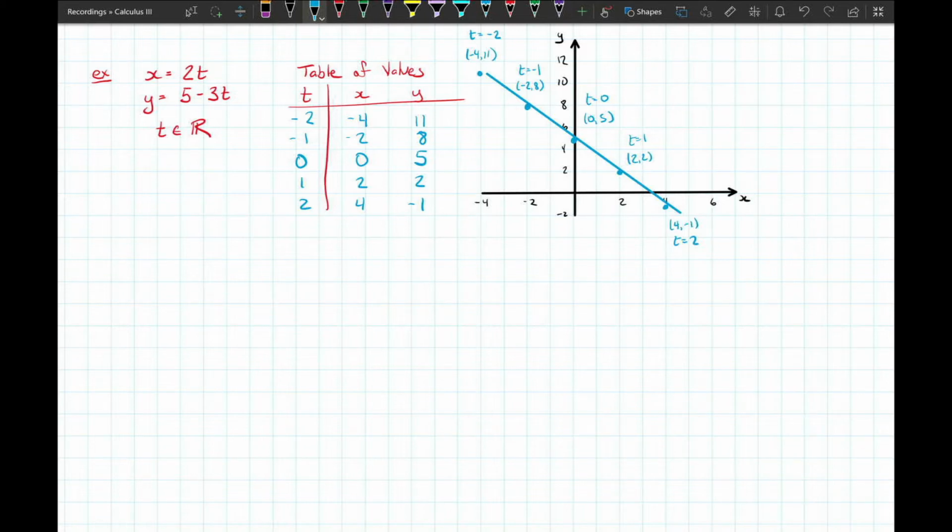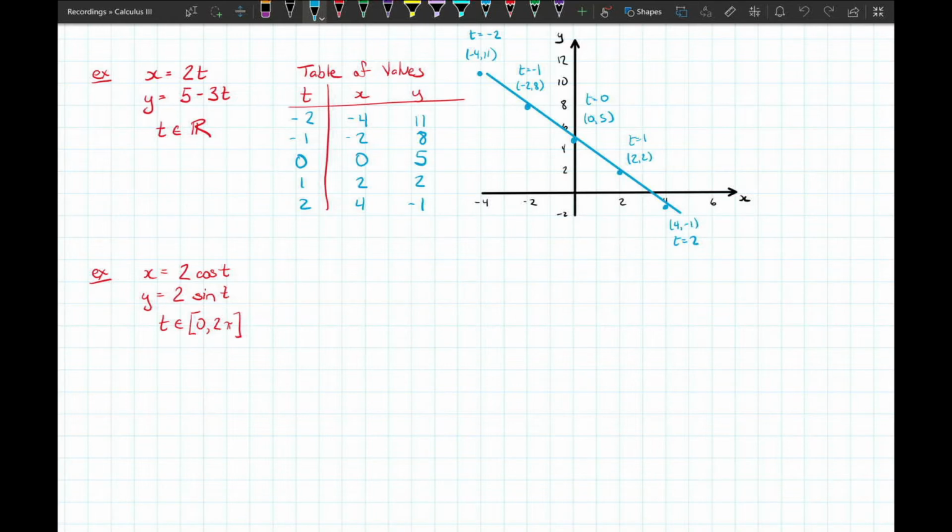Let's take a look at another example that might not be quite so simple and maybe not be a function. In this example, we have nonlinear relationships. X is equal to 2 cosine t and y is equal to 2 sine t. This time the parameter domain is only going to go from 0 to 2 pi.